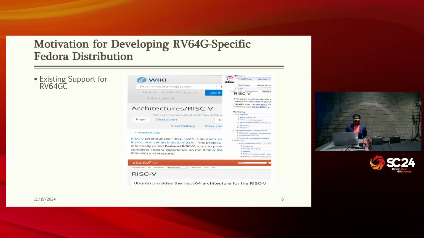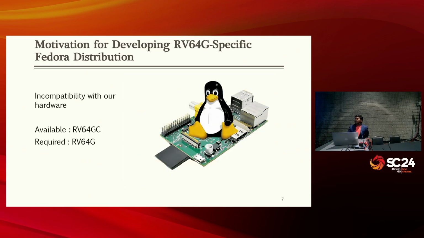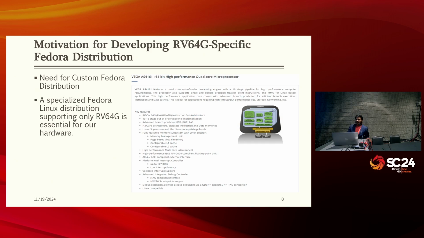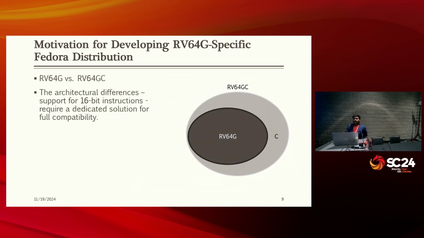The motivation for developing an RV64G specific Fedora distribution is that many of the Linux distributions have been developed for the RV64GC variant, but not for the RV64G variant. Fedora, Debian, Ubuntu, these kinds of distributions are already there for the RV64GC variant. I cannot test these RV64GC images on my board because my board doesn't support 16-bit compressed instructions. So in this case, I need to create a Linux distribution specifically for the RV64G variant from scratch. We all know that RV64G is a subset of RV64GC, but this difference in architecture still requires a dedicated solution.